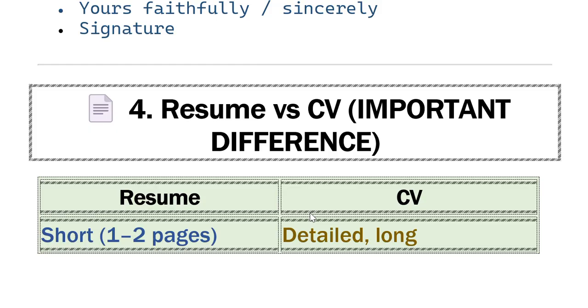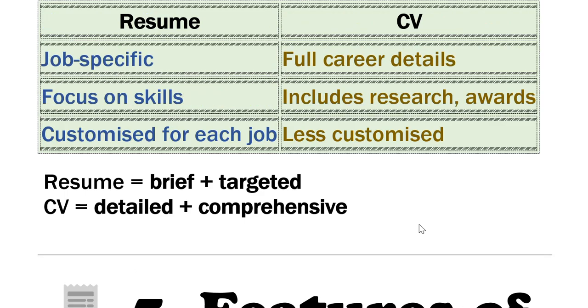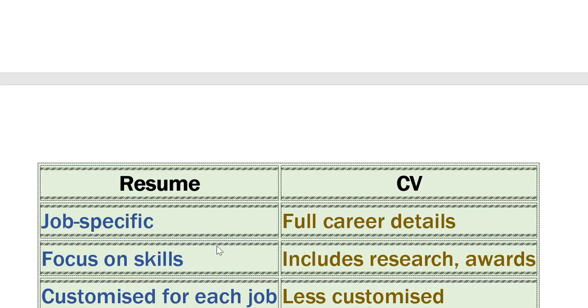So it is a long, detailed explanation about your career perspective and research and so many things. And the next difference is, a resume is always job specific. We have to customize our resume according to the type of job that we are applying for. But in the case of a CV, our full career details are there. It is not meant for a specific job opportunity.